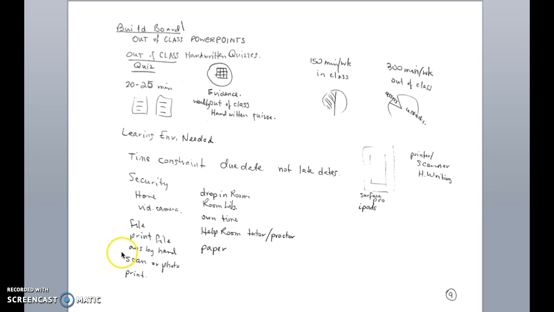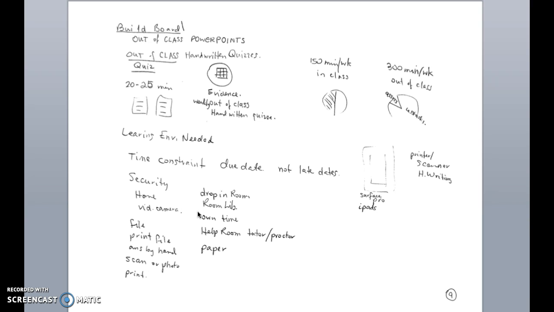And so one way to do it would be with paper. They would have to convert a file to a piece of paper, and then write on the piece of paper, and then convert that piece of paper back to a file and upload it. That's possible. The other thing we thought is we could have a drop-in room, or a room in the library. The students would come on their own time, and we wouldn't need too many workstations there.